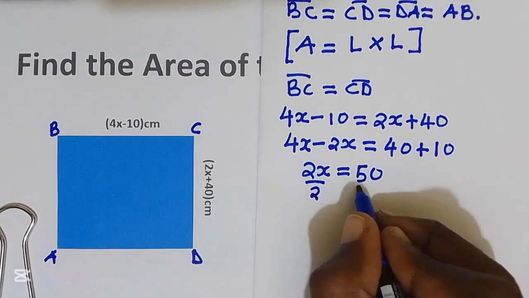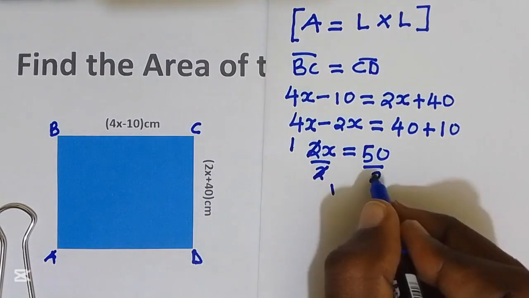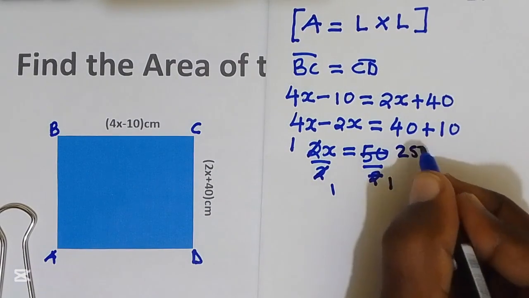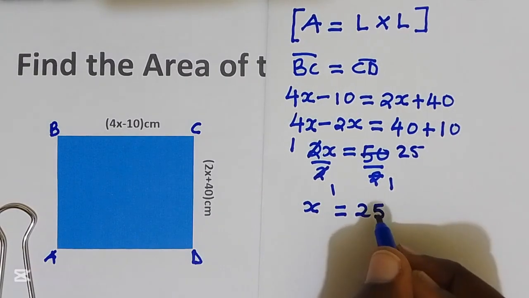Divide by 2. By 2, 1. By 2, it's 1. By 2, we got 25. The value of x is equal to 25.